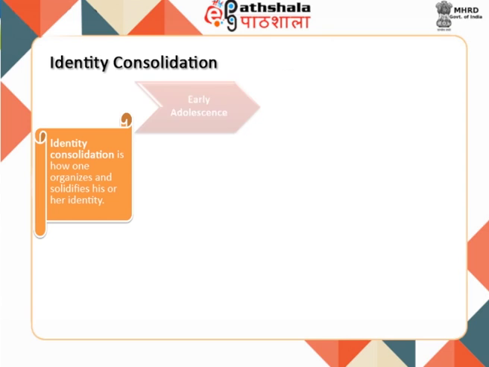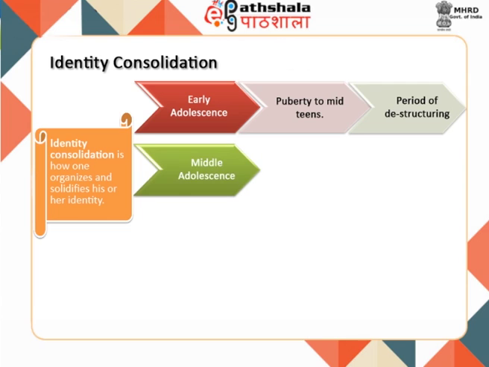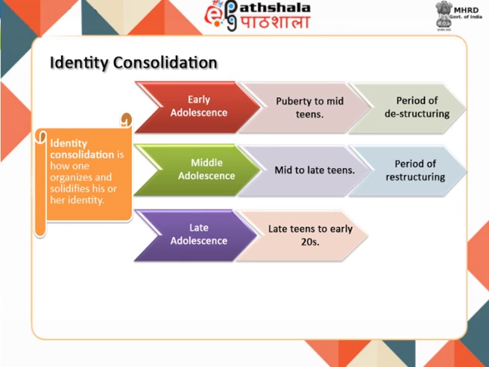1. Early adolescence. Puberty to mid-teens. It is a period of destructuring. 2. Middle adolescence. Mid to late teens. It is a period of restructuring. 3. Late adolescence. Late teens to early 20s. It is a period of consolidation and testing of initial identities.